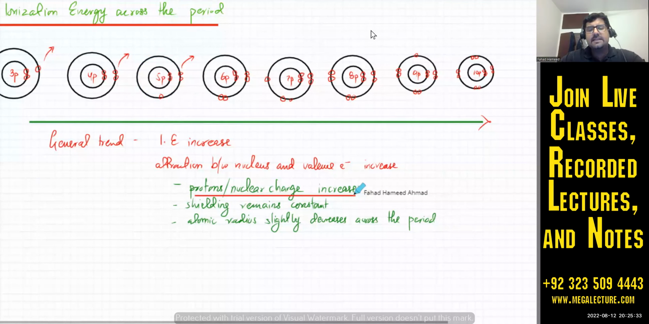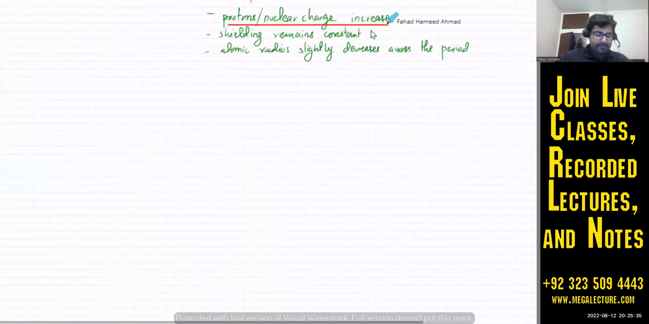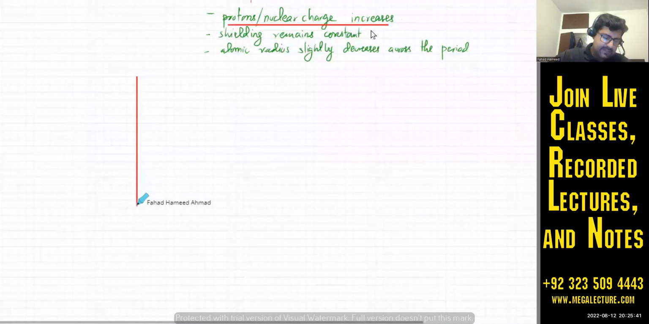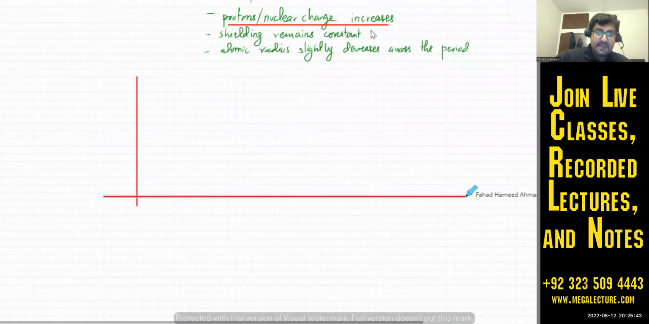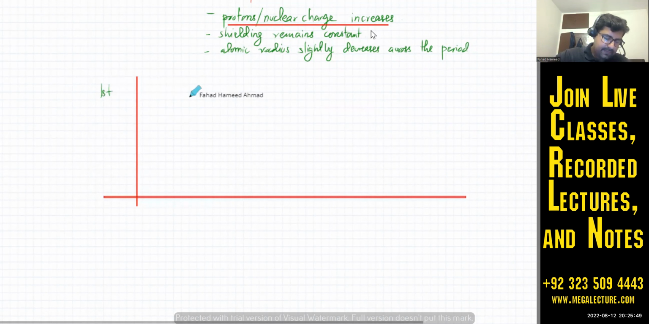So I'm going to sketch this now. That's the general trend. Remember that. Okay, so I'm going to sketch this. This is ionization energies, and just the first ionization energy across the period.